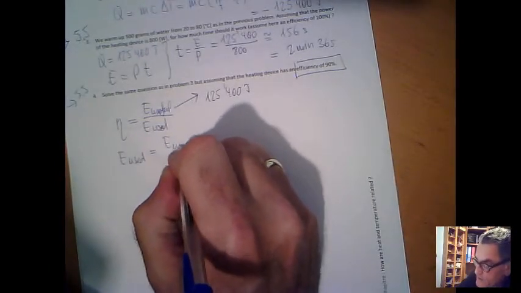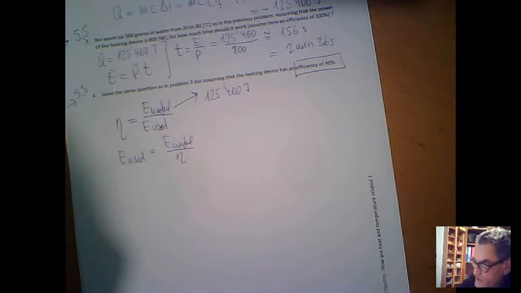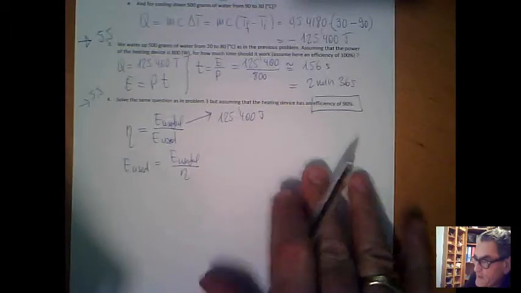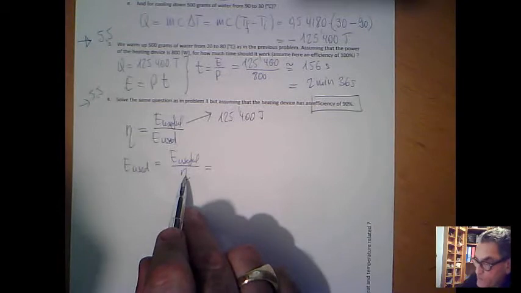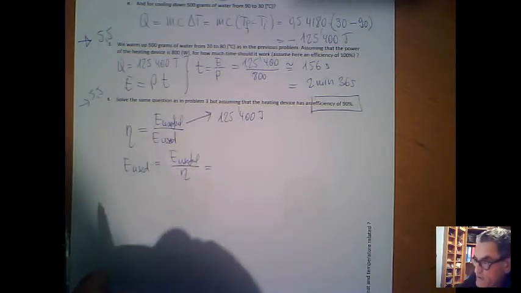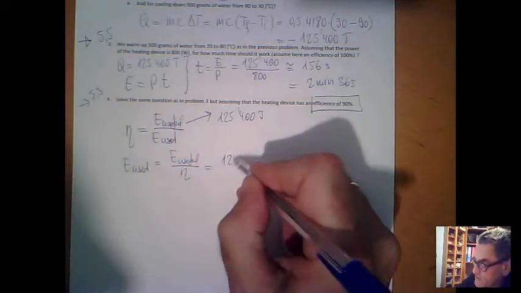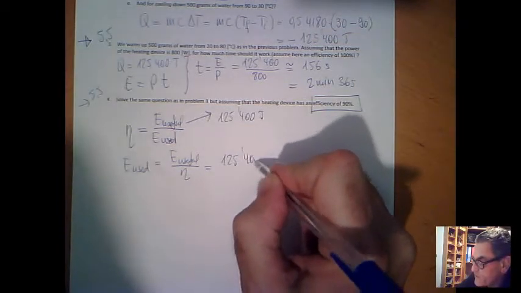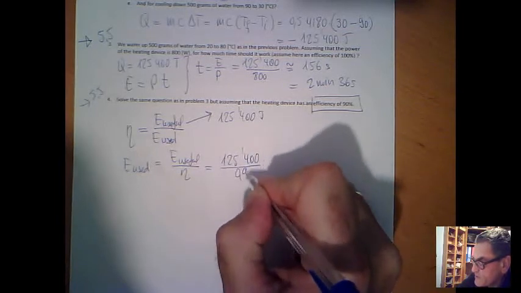And so if we want to compute the energy which is used, the energy which is used is going to be the energy which is useful divided by eta. If you take this expression, it gives you E used times eta is E useful, and then you divide by eta on both sides, and you have this expression. And this expression works nicely because you divide by 0.9, so the energy which is used is going to be larger than the useful energy. So this is 125. Sorry, what did you say?